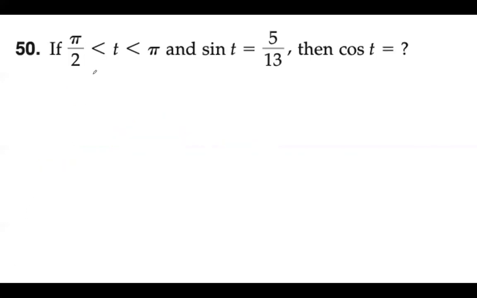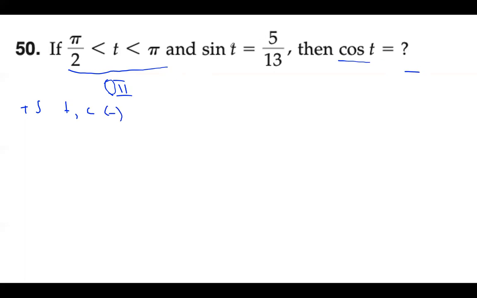The next question, if t is between pi over 2, which is between 90 and 180, so in here they are giving you the quadrant of t. Which quadrant? Quadrant 2. All students take calculus. So in quadrant 2, sine is positive. But tangent and cosine, what are they? They are negative. So they want cosine t. It means my solution will be a negative number.